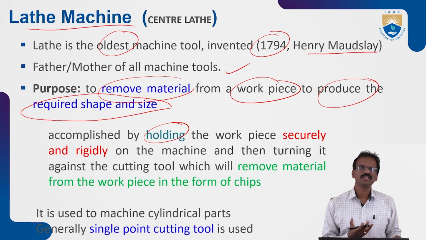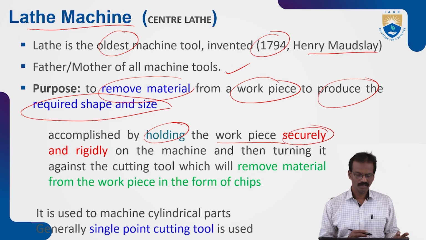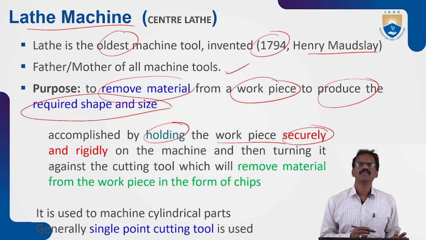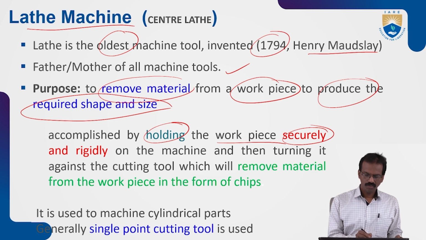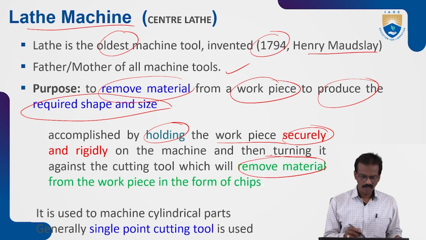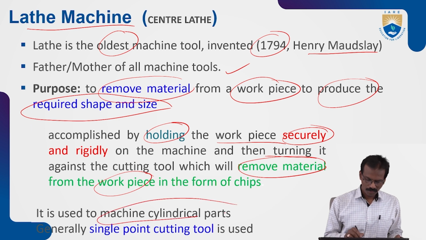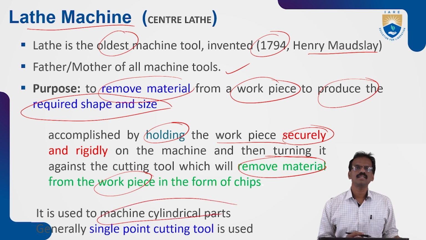The purpose of the machine is accomplished by holding the workpiece securely and rigidly, without any shaking, with the help of the chucks in the spindle, which is attached to the headstock. Then turning it, rotating it against the cutting tool, which will remove material from the workpiece in the form of chips. It is mainly used for machining cylindrical parts only, cylindrical objects.